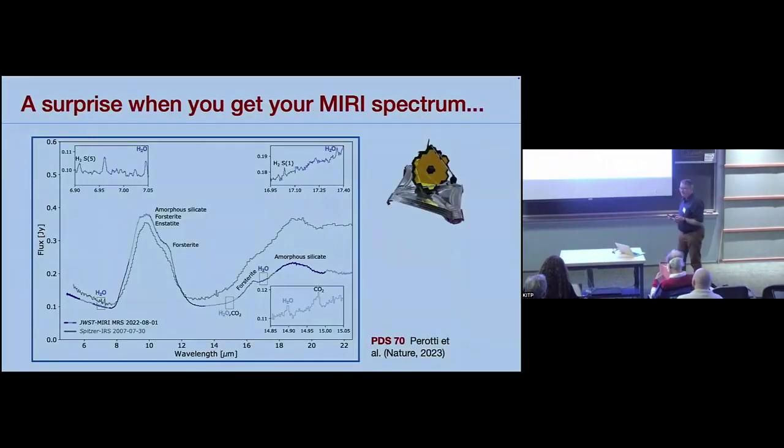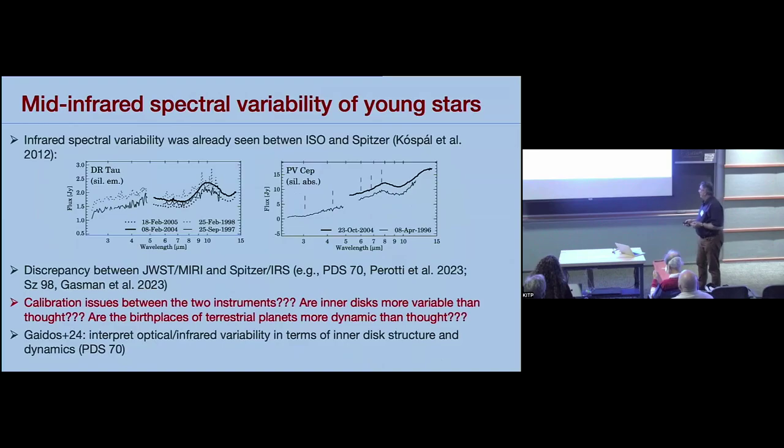The story I want to talk about today started actually when the first MIRI paper came out, and people started speculating, the authors, what could be the reason that the newly measured MIRI flux or MIRI spectrum is so different from the old Spitzer spectrum. Actually, there were already similar results in the literature earlier. I just show here from Agnes Kospal in 2012. She showed that similar big differences were present between the ISO and the Spitzer observations.